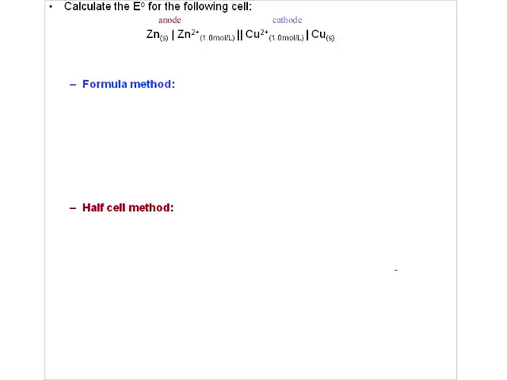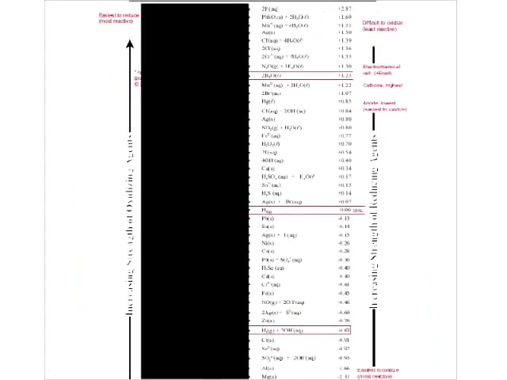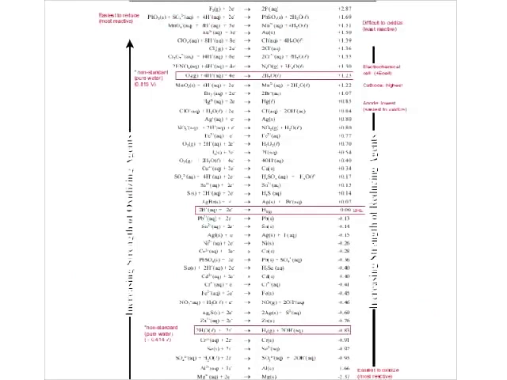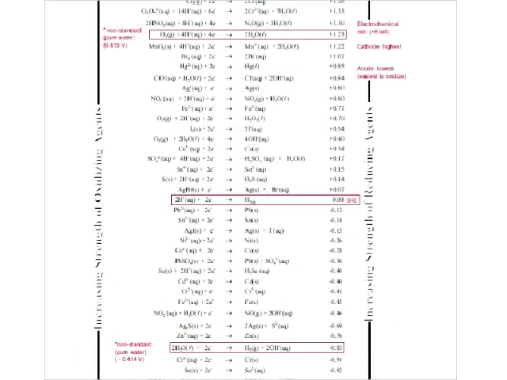And we're saying that in terms of zinc and copper, zinc is always going to be the anode because zinc is the easiest to oxidize. It's easier to oxidize than copper. So let's go back to our table and put this in perspective. Okay, and I'm just going to zoom this up a little bit. Okay, there we go.